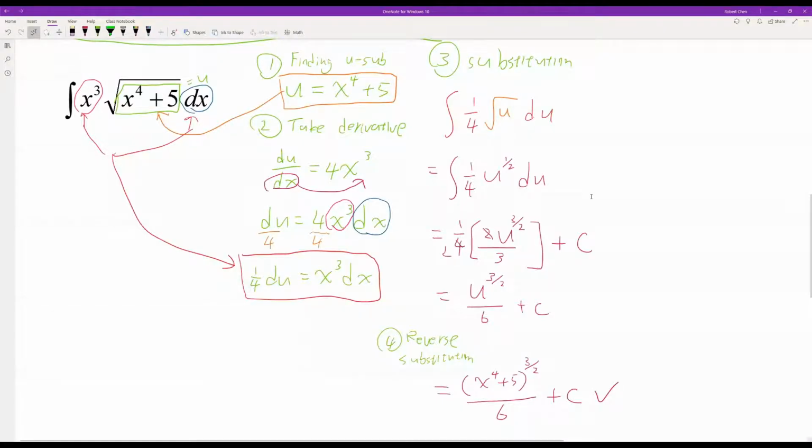Before we move on, I forgot to point out one thing. Now, notice that when we pick our u sub and we took the derivative, we found out that we have x cubed in both the integrand and the derivative of u. Now, if they match, then we can use u sub. Now, let me give you another example where they don't match.